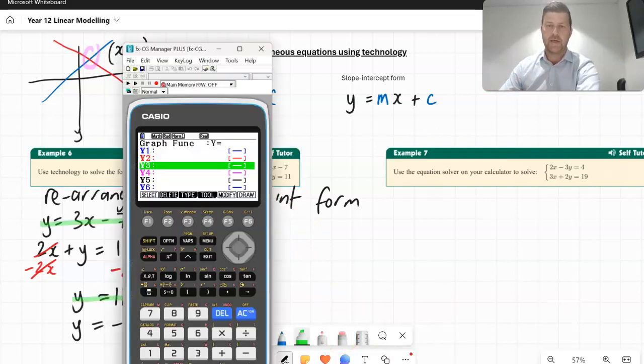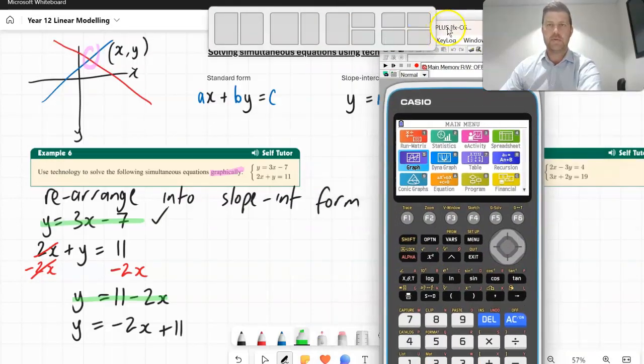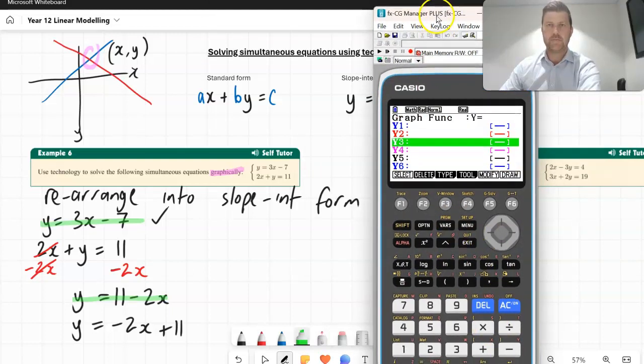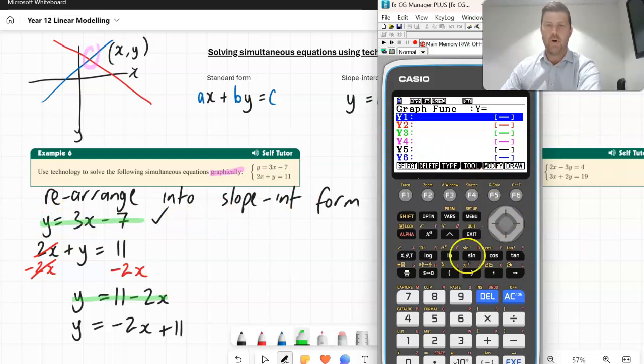So I open up the graphics calculator, I'll just take you back to the menu here. So we are going to use the graph function. And once you're in there, hit execute. So first thing you're going to do is put in your equation y equals 3x take 7. So in my y1, y equals 3x take 7. Hit execute. My second equation is y equals 11 take 2x. So y equals 11 subtract 2x. Again, hit execute.